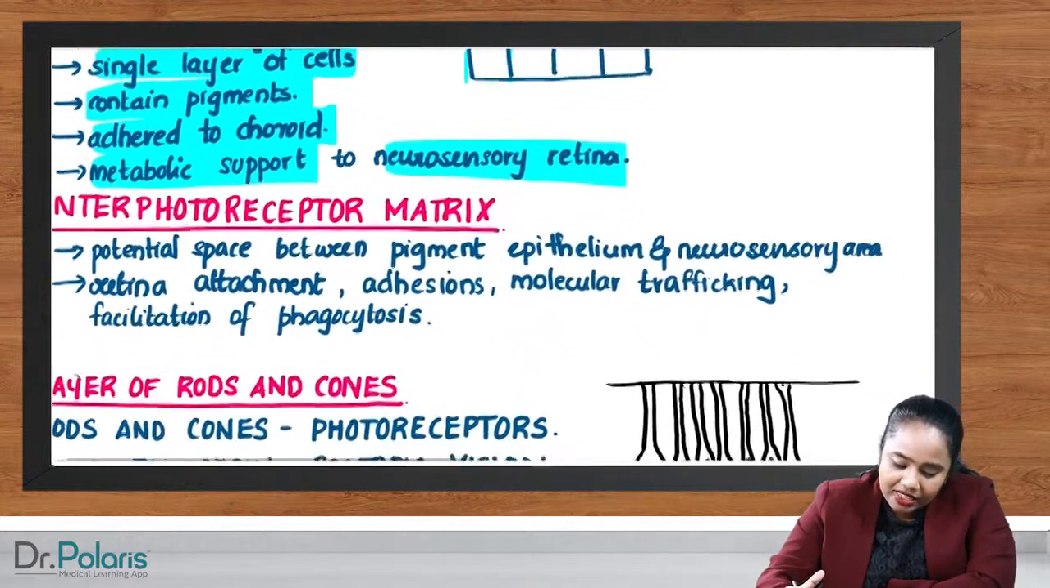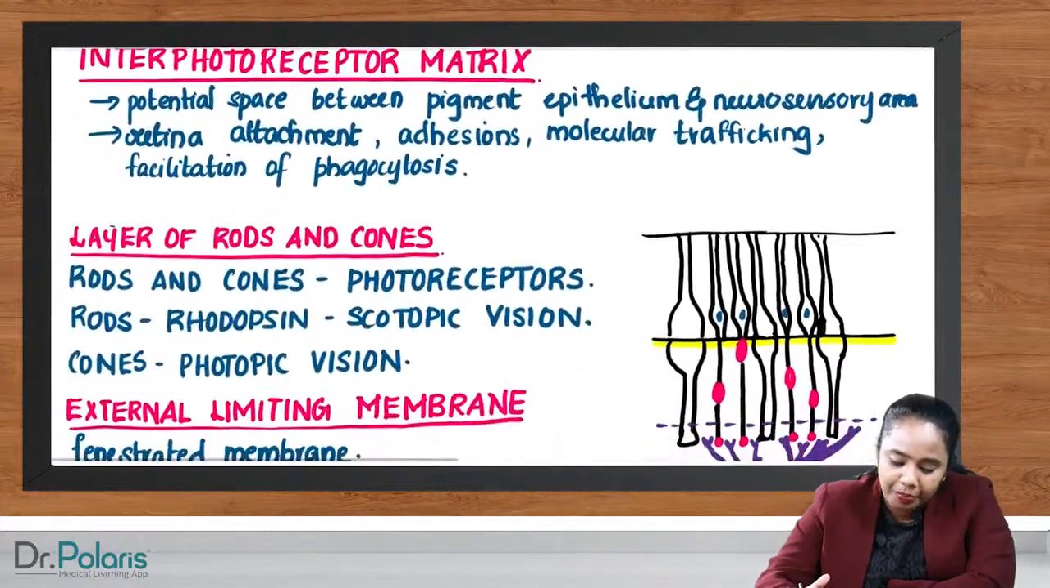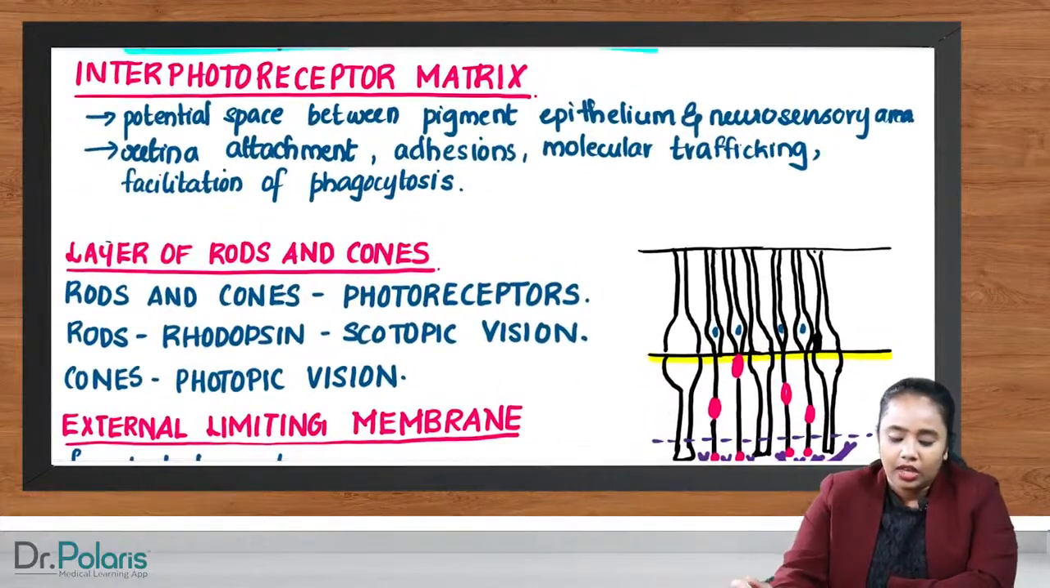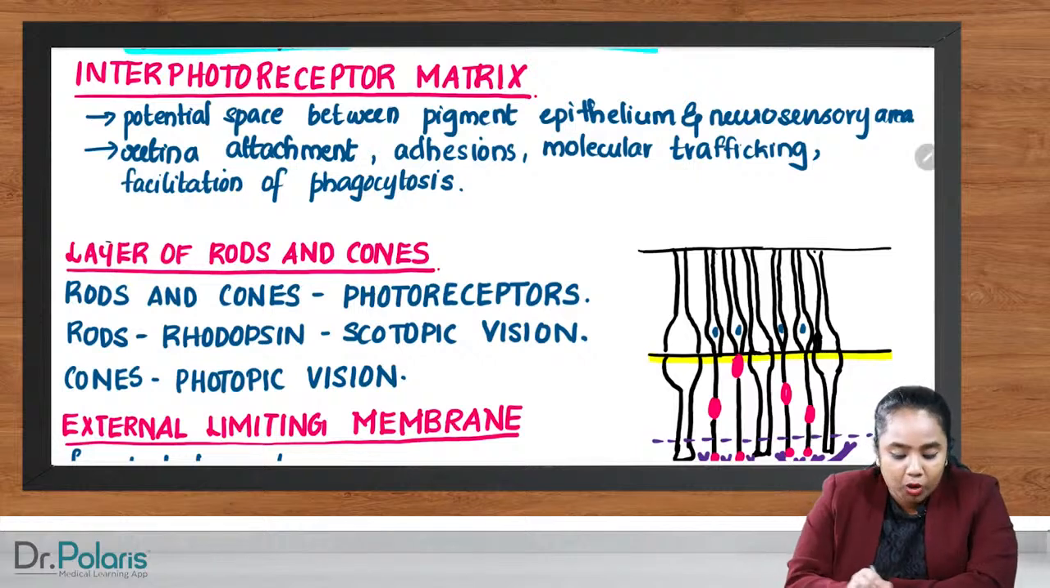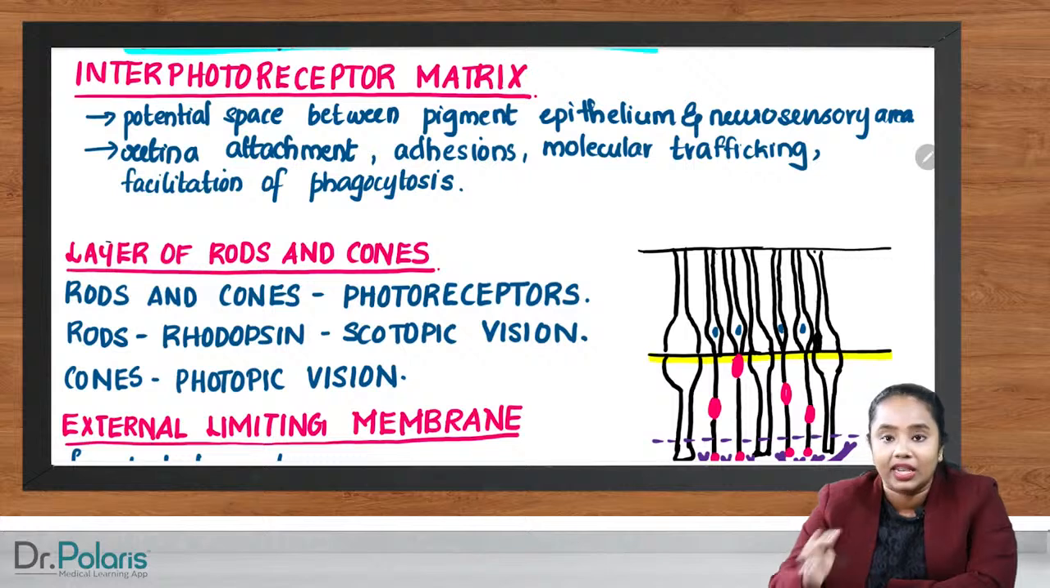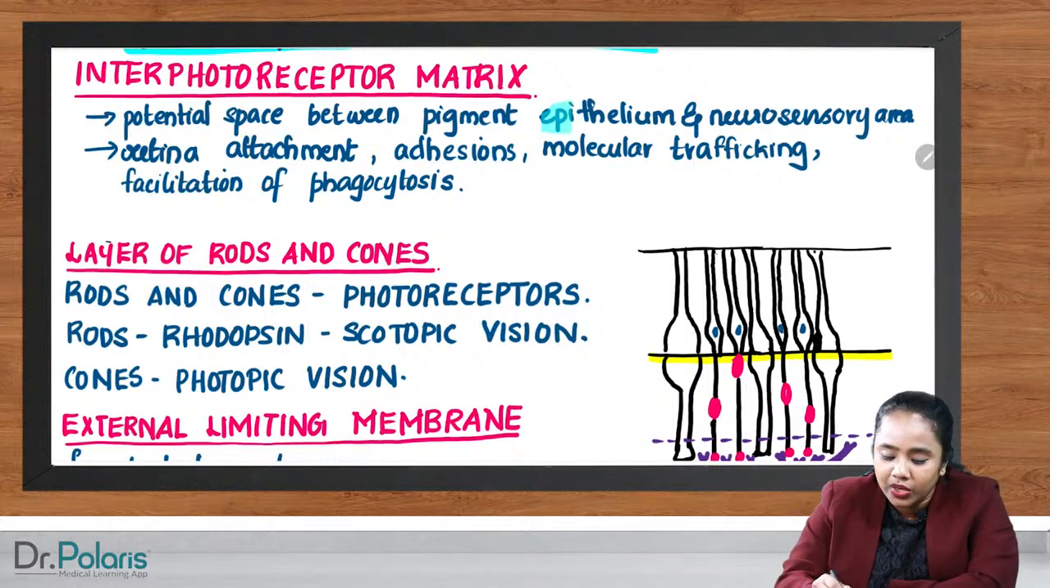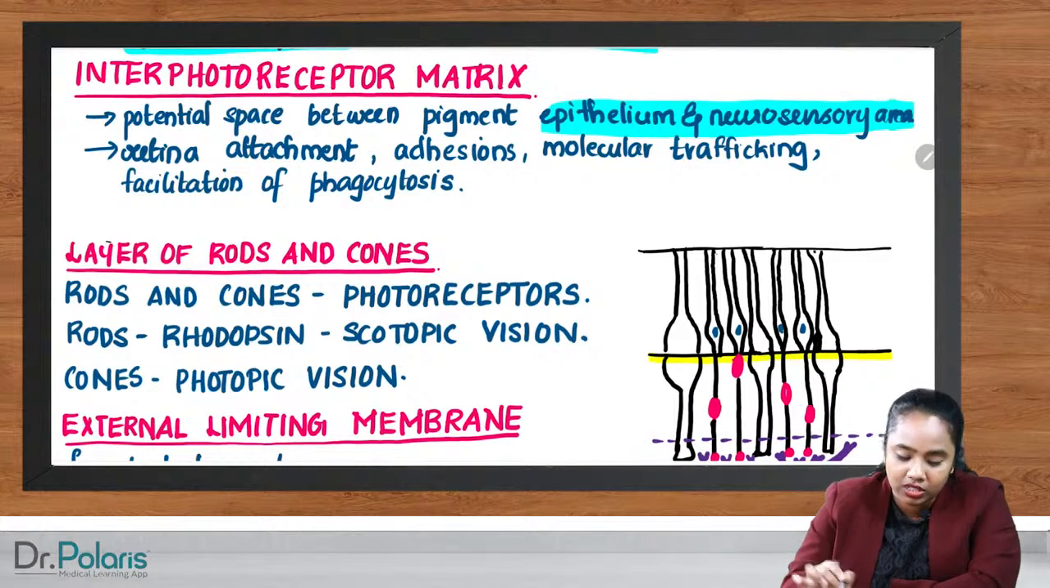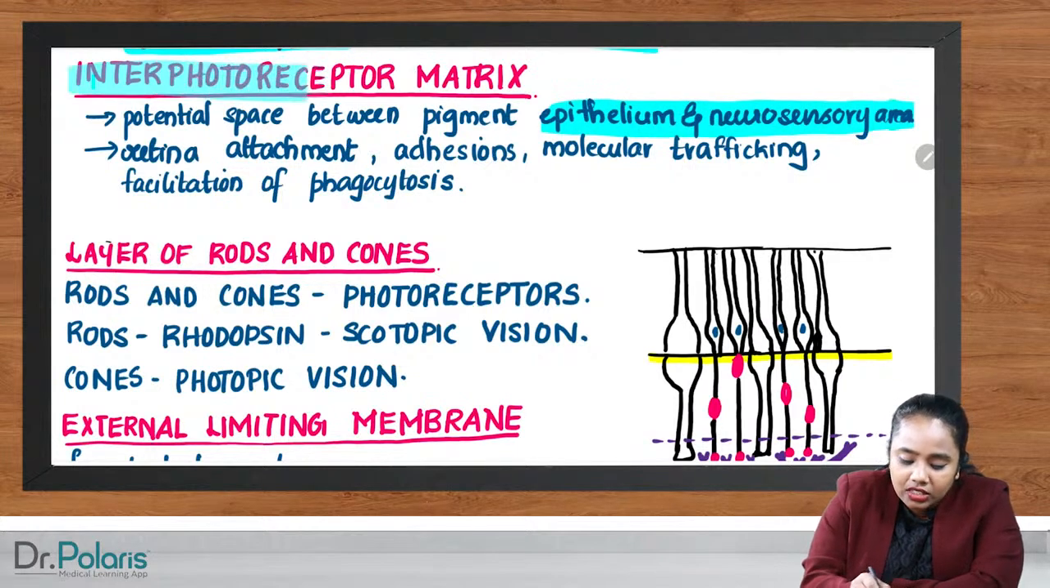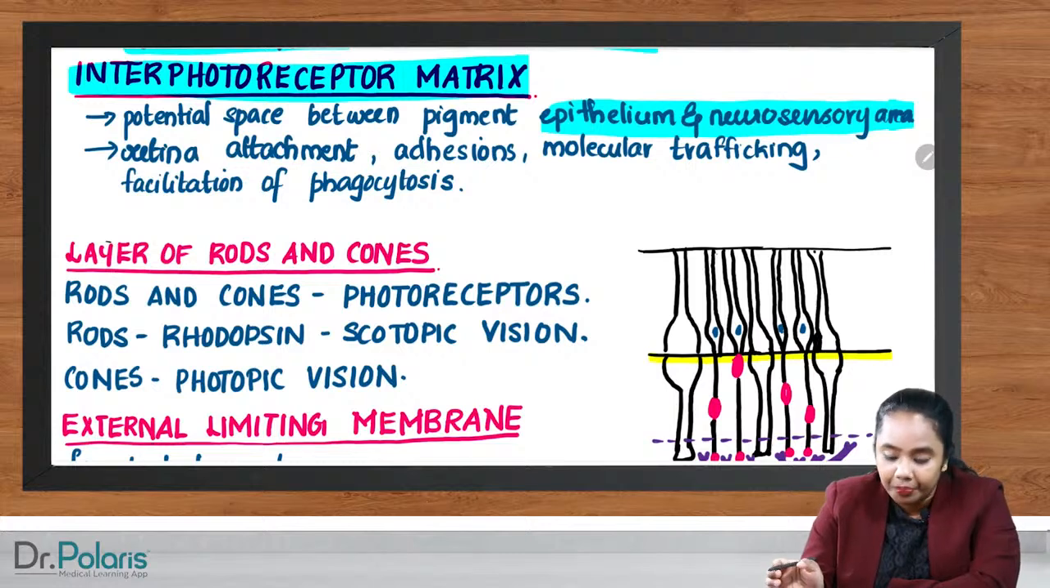The next layer is the interphotoreceptor matrix. Now, the interphotoreceptor matrix is actually a potential space between the pigment epithelium and the neurosensory retina. We know there are two important areas, the pigment epithelium and the neurosensory retina. Between these two there is a small potential space, which is called the interphotoreceptor matrix.